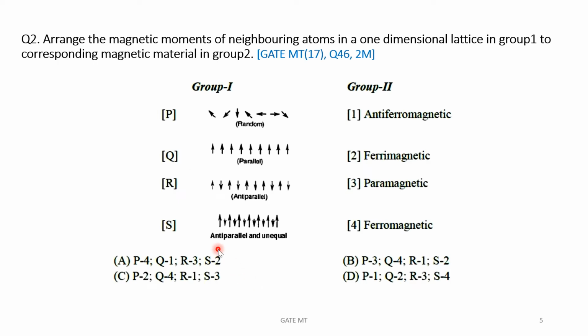The next question is: match the magnetic moments of neighboring atoms in a one-dimensional lattice in group 1 to the corresponding magnetic material in group 2. Here we have been given certain arrangements of how the spins will be. That is, the magnetic moments are given in group 1 and the type of magnetism is given in group 2. We have to match these two. So this is a very basic question, I believe, but even then, let us go into the explanation of this question.